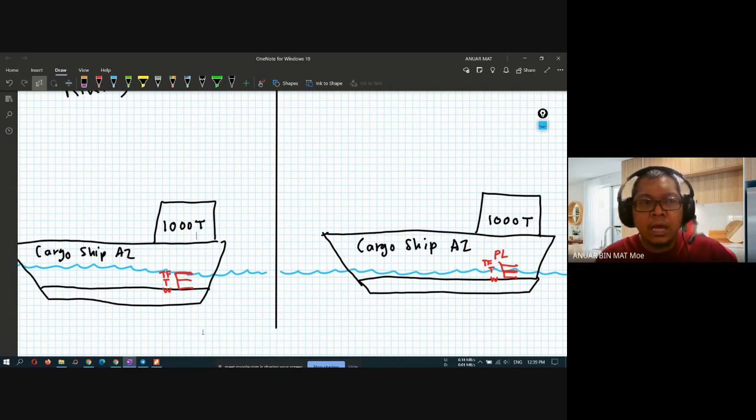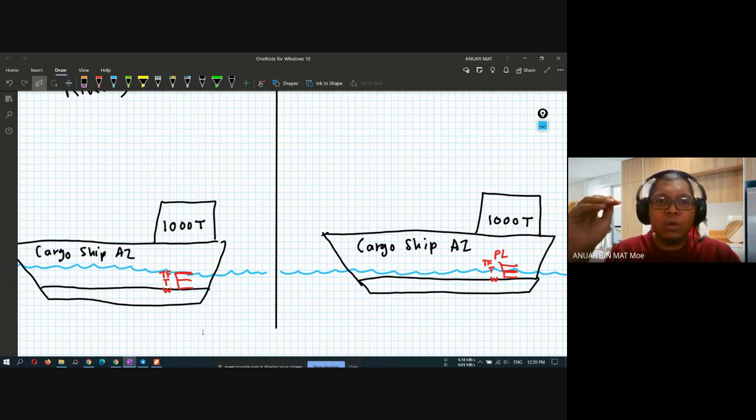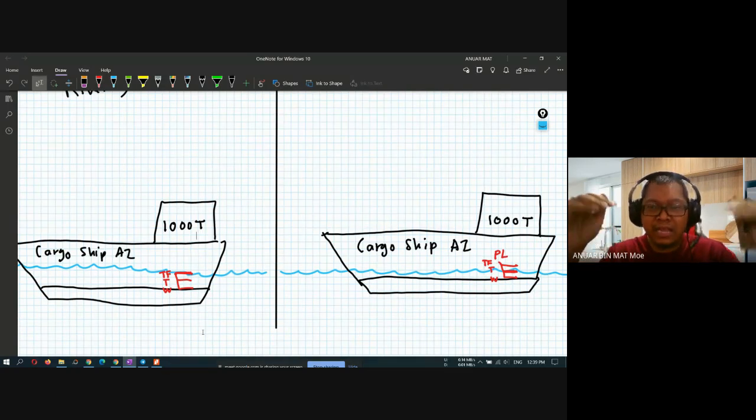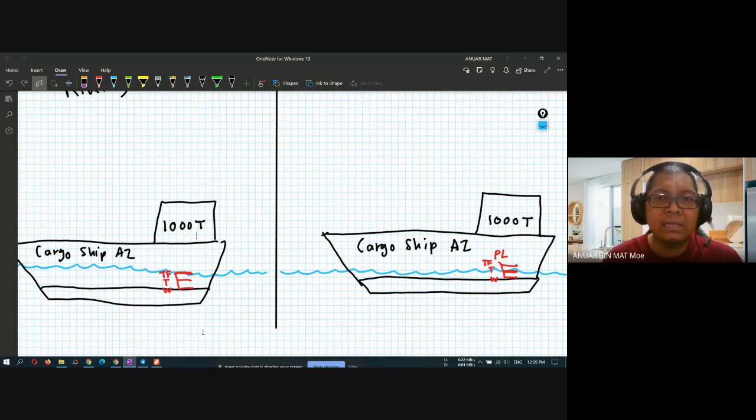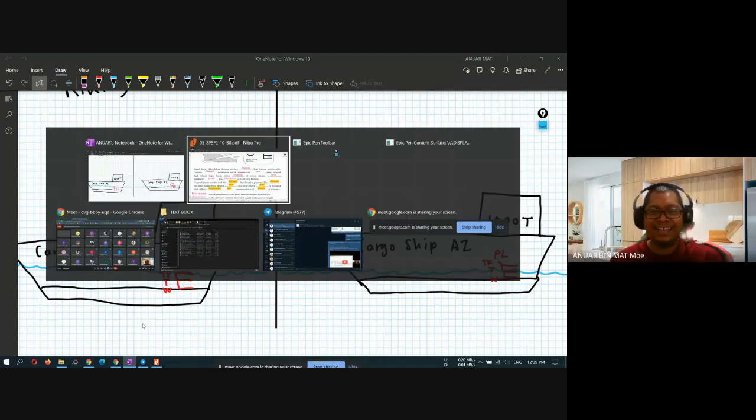the ship in fresh water or in a river, because the added weight will make the ship sink more. That's why it is very dangerous. If the ship is heavier, the ship maybe can sink at the bottom of the river. Can you understand this? It's okay? Okay. Never mind.